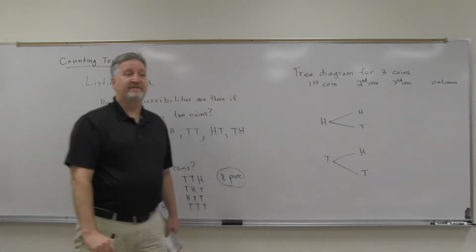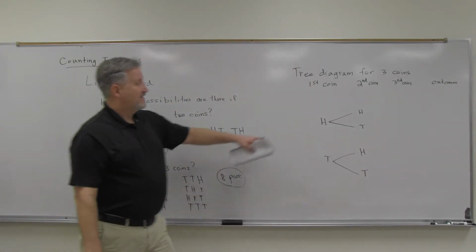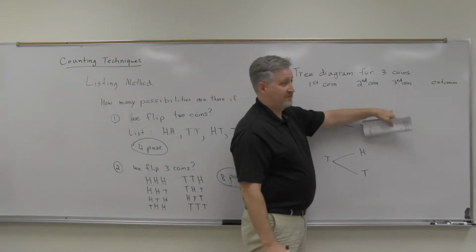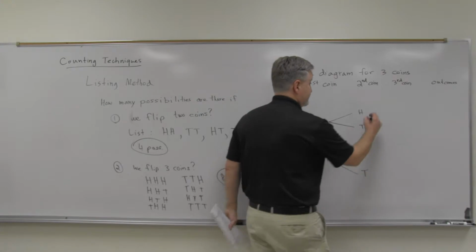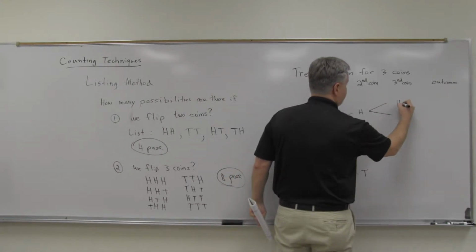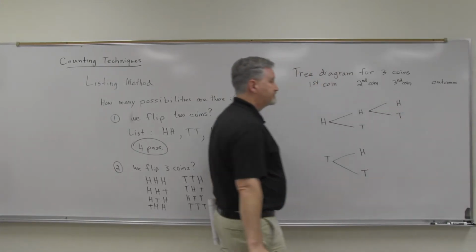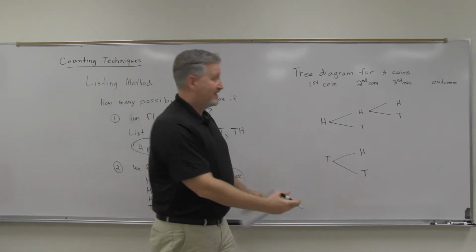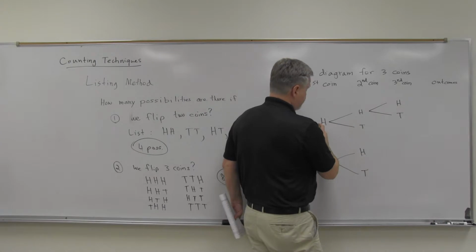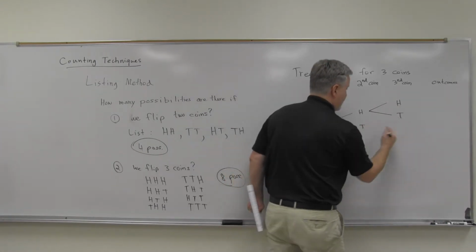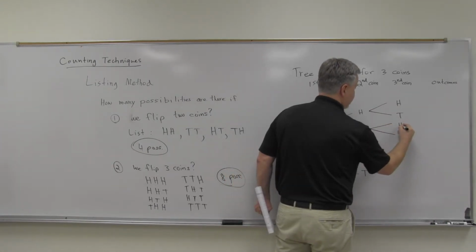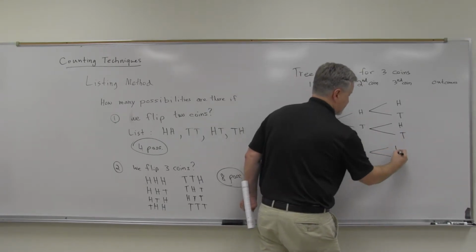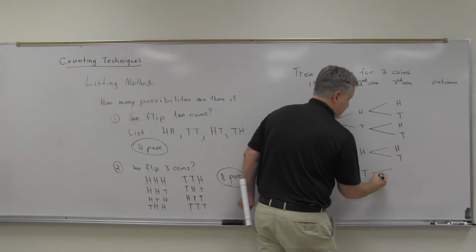All right? Now guess what we do? If the first coin's heads and the second coin is heads, then what could the third coin possibly be? It could be heads or tails again. And same thing for all those, right? If the first coin's heads and the second coin's tails, we could also have the third coin be heads or tails. And then the same thing for these. Heads or tails off of each one of these.